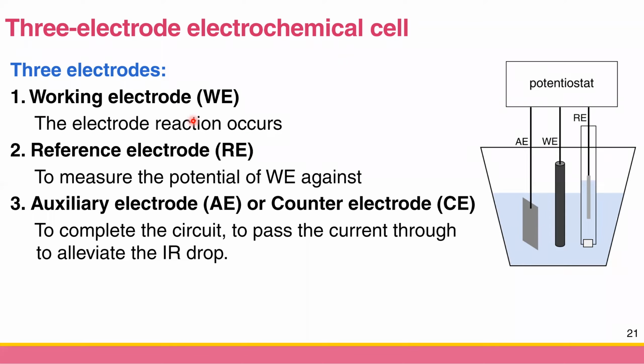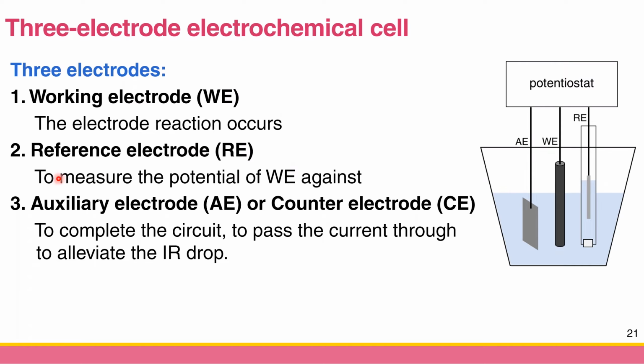The first electrode is called the working electrode, or sometimes we abbreviate it as WE. The working electrode is where the electrode reaction of interest occurs. For example, if we want to reduce copper, the electrode where we are doing the reduction, we call it the working electrode. The second electrode is the reference electrode, from our family of reference electrodes, either silver chloride or standard calomel electrode. We can use this as the reference electrode.